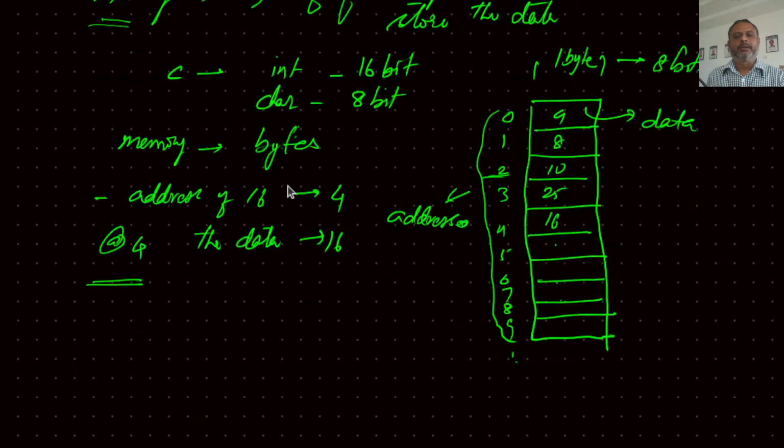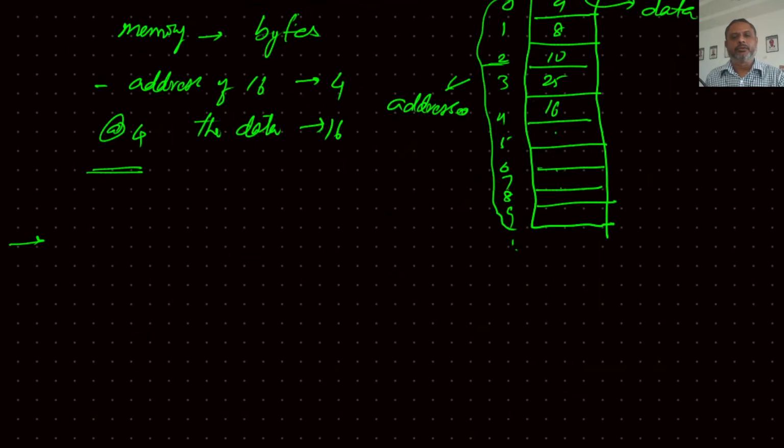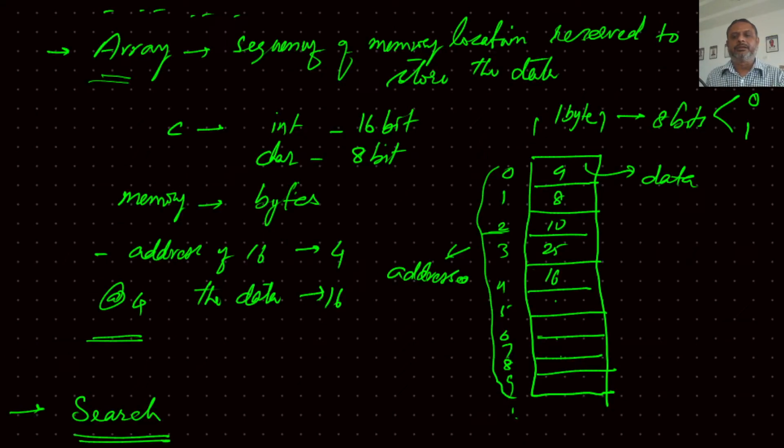Many applications of arrays are there, and one of them is to search for an item in the array. If you want to search whether 16 is there in the array, a simple process would be: look at the first position, is it 16? No. Second position, is it 16? No. Third position, is it 16? No. Fourth location, is it 16? Yes. So we found 16 at location 4.